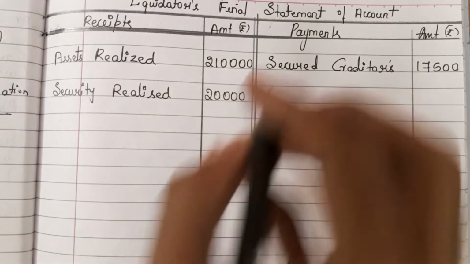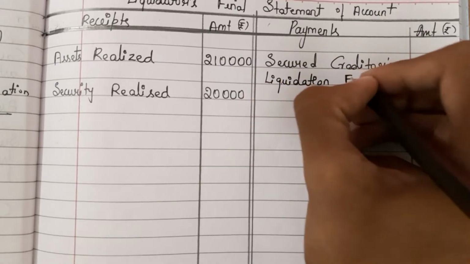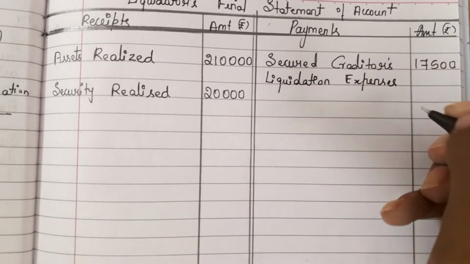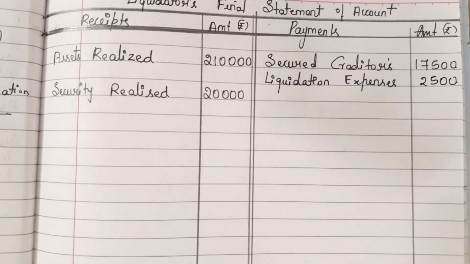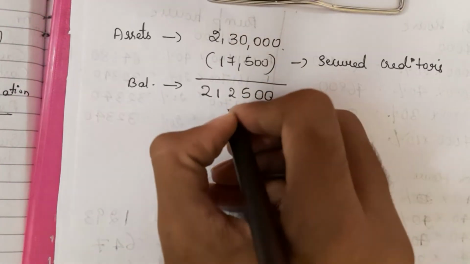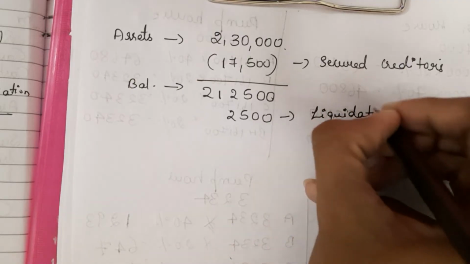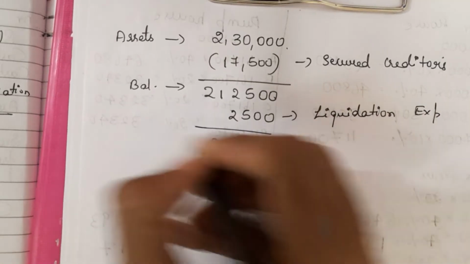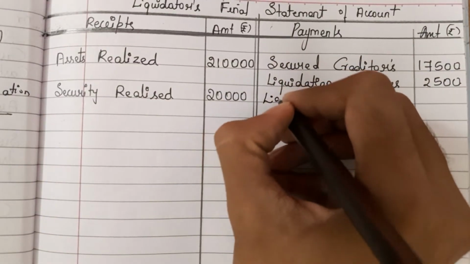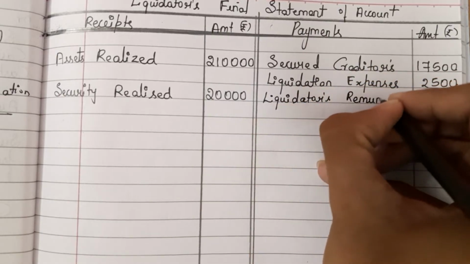Now next, as we know in the format, we need to pay the liquidation expenses. How much are the liquidation expenses? The liquidation expenses are 2,500. So that also we need to minus here. From this we are paying 2,500, this is liquidation expenses. After we minus, we will have 2,10,000 as the balance. Next, we need to give the liquidator's remuneration. Liquidator's remuneration, this is very important.